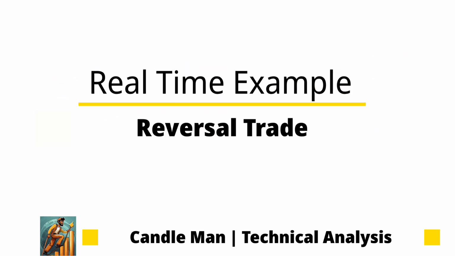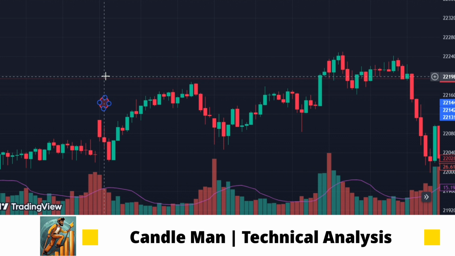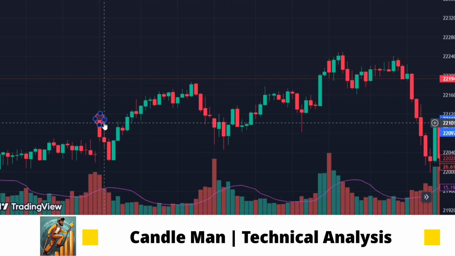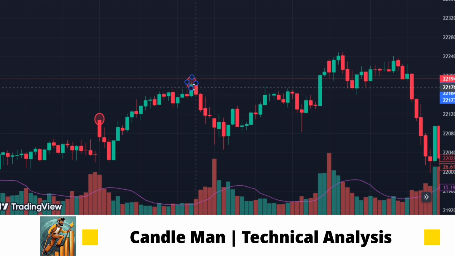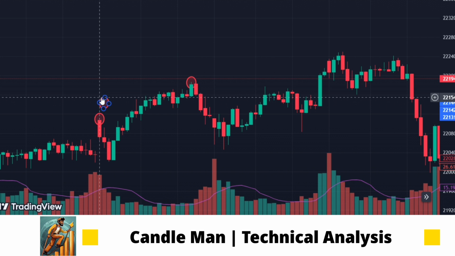Now let's walk through a real life example to illustrate how this strategy works in action. Here we have a candlestick chart of Nifty 50 index which has been on a steady uptrend for the past few candles. We are analyzing it on a 15-minute chart. As you can see, the price has been making higher highs and higher lows, indicating a bullish momentum.